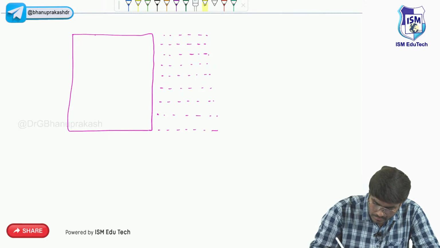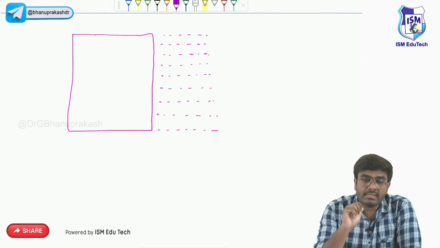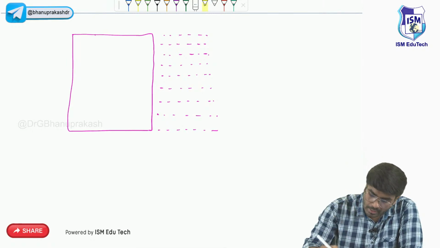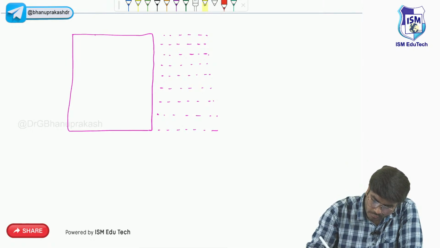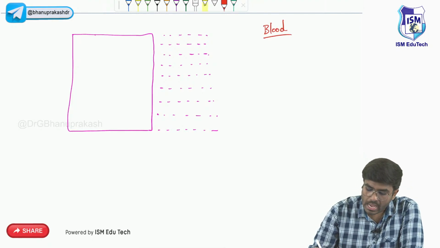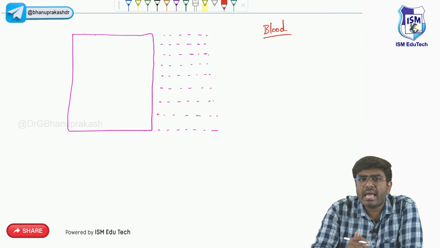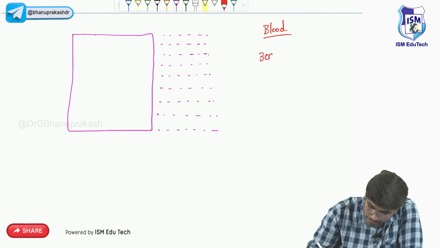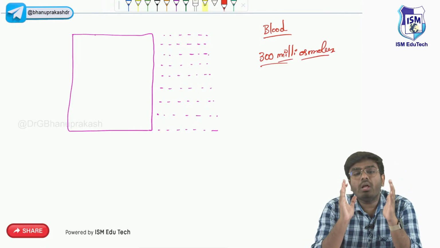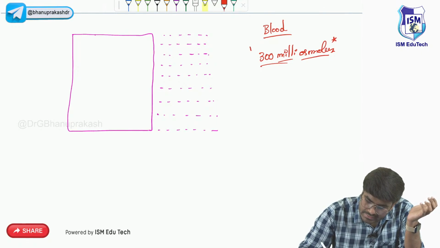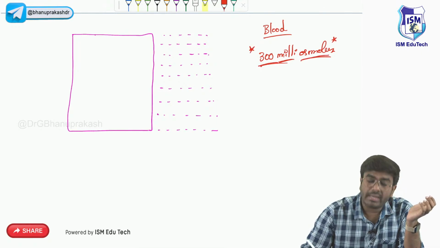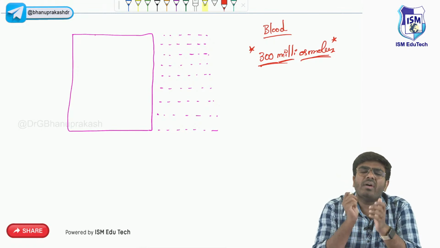Now the concept you have to understand is that normally our blood is not a pure fluid. Our blood has extracellular fluids. Blood is an example of extracellular fluid. Our blood has an osmolarity of 300 milliosmoles. We should all the time maintain our blood osmolarity at 300. Now you can ask me, sir, why is it important?